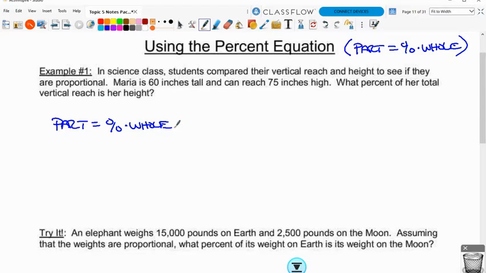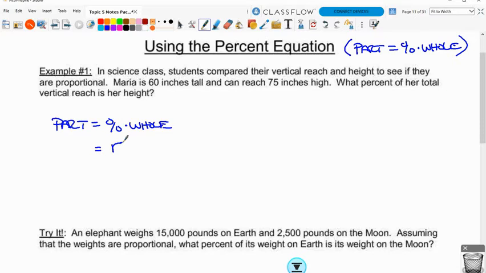What we need to remember a lot today is that we always find a percent of the whole. Now, if we read the question, the question is in the last sentence. It says, what percent of her total reach is her height? This sentence sets up the problem for us. First of all, it says, what percent? We're looking for the percentage here. So in our equation, under the percent spot, we're going to put R for the rate.